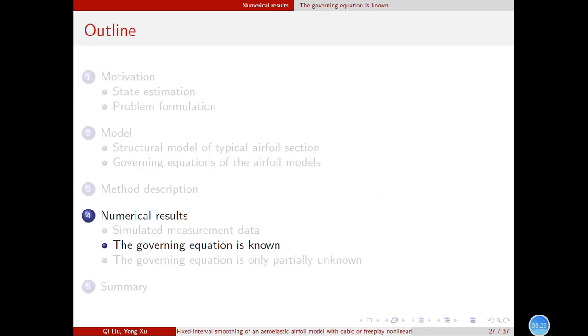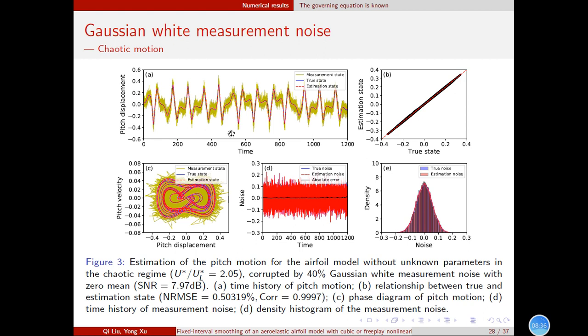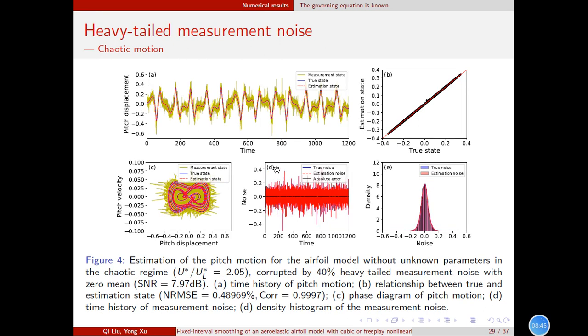Then, some estimation results will be shown for the cases where the governing equation of the airfoil model is known or partially unknown. This figure shows the results in the chaotic region for the case of Gaussian measurement noise. And this figure gives the results of the other case, that's the heavy-tailed measurement noise, in which the blue solid line indicates the true state, the yellow solid line is the measurement state, and the red dashed line is the estimated state from the introduced algorithm. We uncover that the introduced algorithm can achieve accurate state and noise estimations for the aeroelastic airfoil model with cubic nonlinearity.